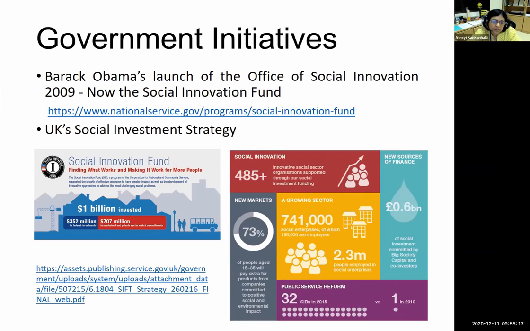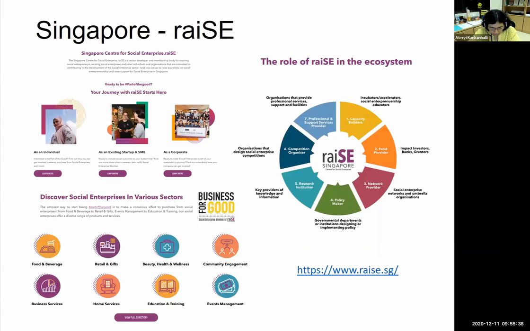The UK has had quite a successful social investment strategy. The infographic shows some of the figures in terms of the number of enterprises, the number of employees, and so on, and the kind of efforts that are involved. Singapore, as I think Harminder talked about, always believes in top-down efforts, and the same is the case for social enterprises.